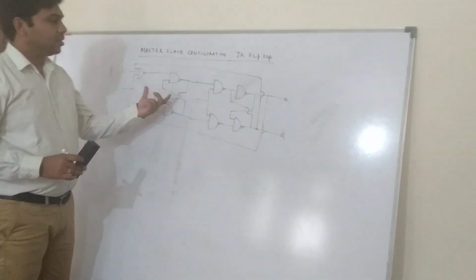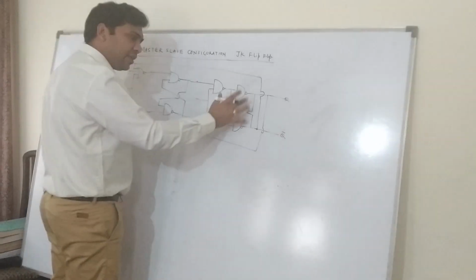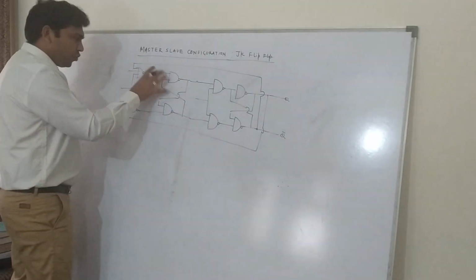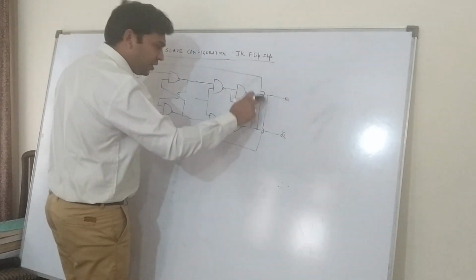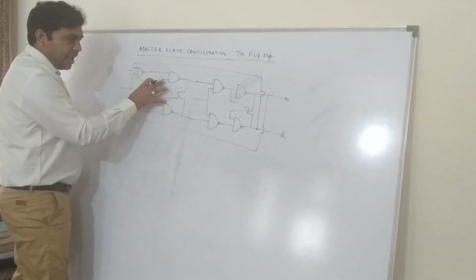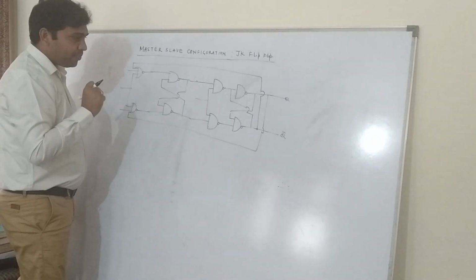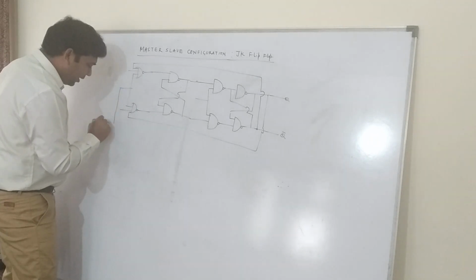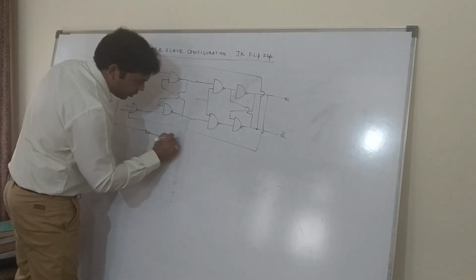Just see this circuit carefully. What we have done is, we have made one controlled latch here, and here also one controlled latch. But now, instead of giving the feedback from here, we have given the feedback to the first latch, and let's say we call it a master latch and we call the other a slave latch.